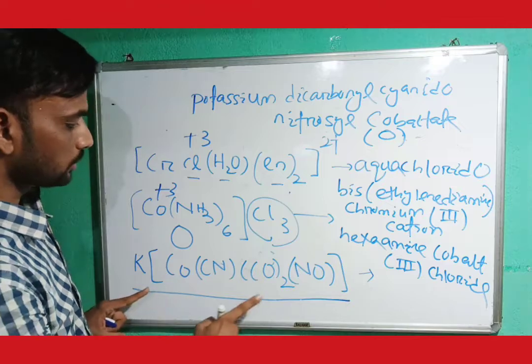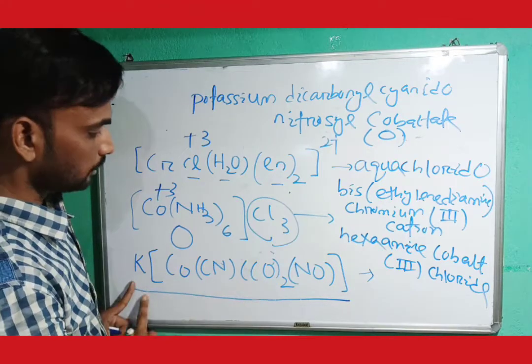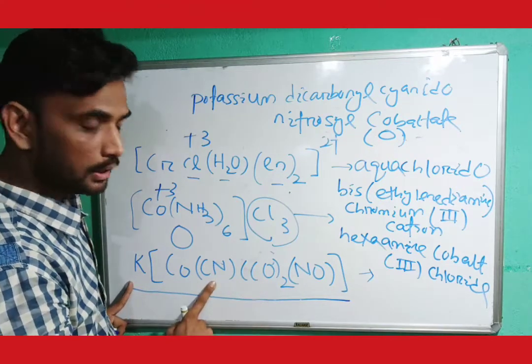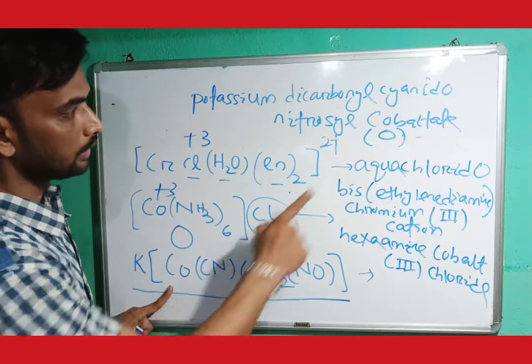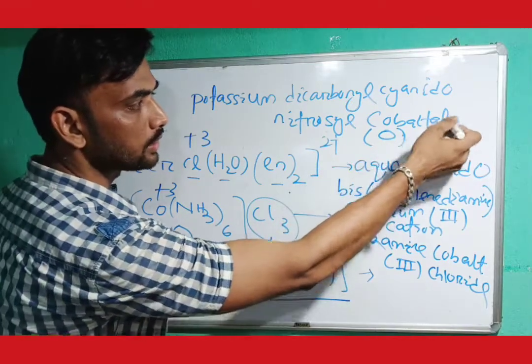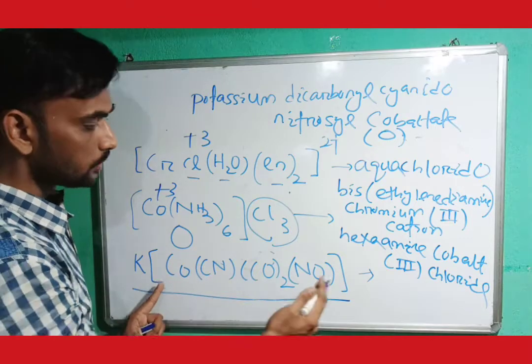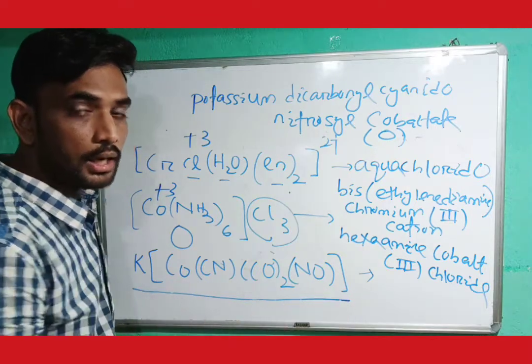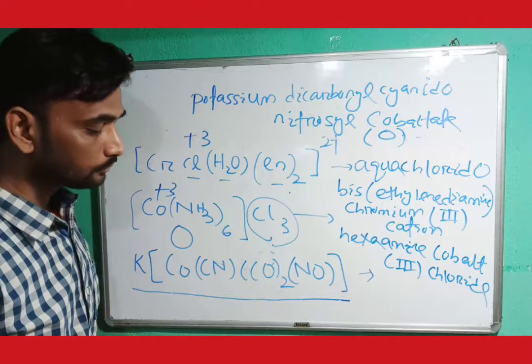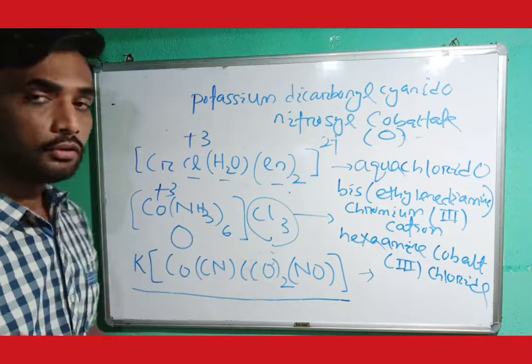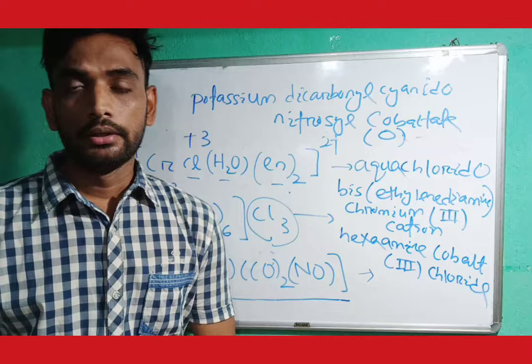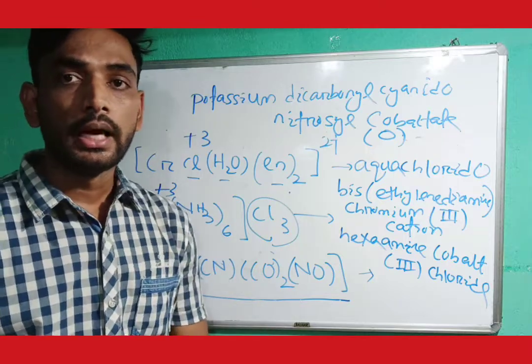So the name is dipotassium dicarbonyl cyanide nitrosyl cobaltate, that is 0. It ends with ATE because the cobalt is present in the negative part, the anionic part. So this is all about the 4 examples where I have written the complete IUPAC names.